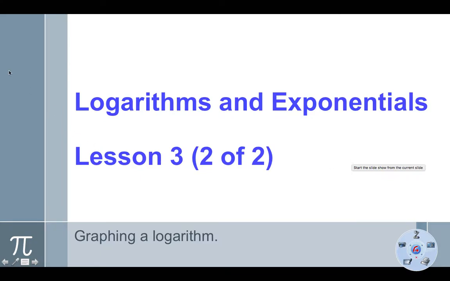And welcome back to part 2 of lesson 3 on our study of logarithms and exponentials. This is the video on how to graph a logarithmic function. So since it's compared to the exponential function, it's going to look a lot like it, but there's a very, very key aspect as to how it is different.